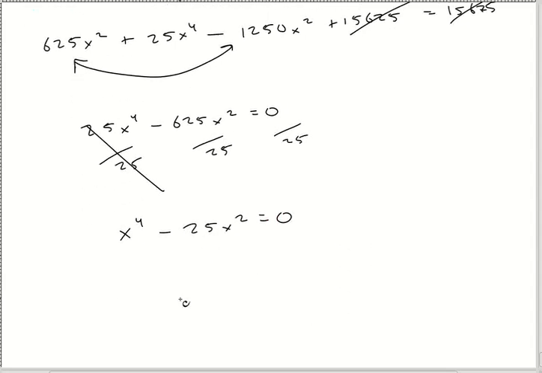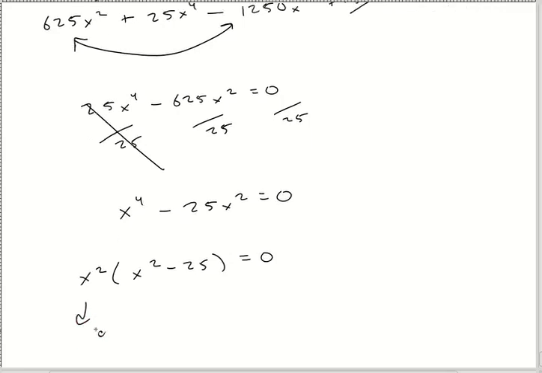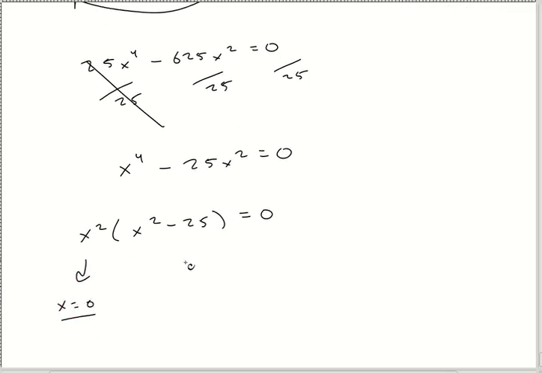Okay, good. Cool. Solve. Well, we get x squared we could pull out, leaving x squared minus 25 behind. This here, you already know, is x equals 0. And you already know this one as well. This is actually a plus or minus 5. And so we get two different answers there.